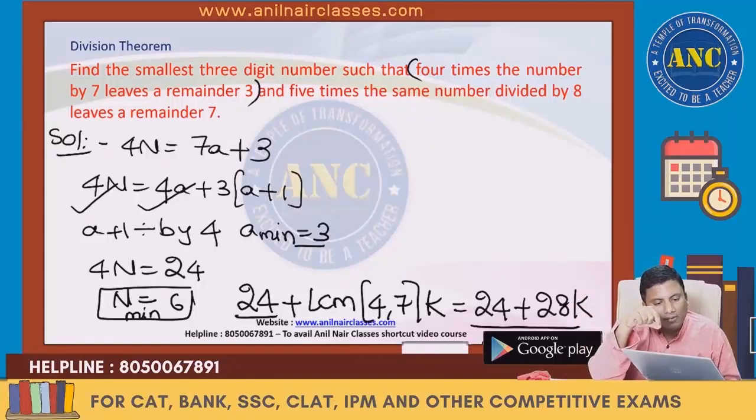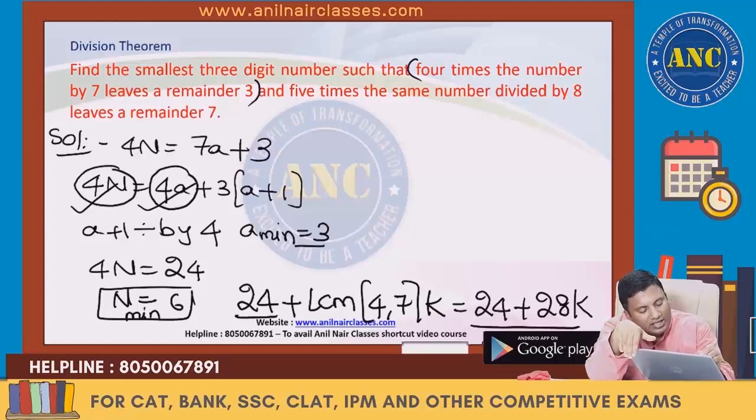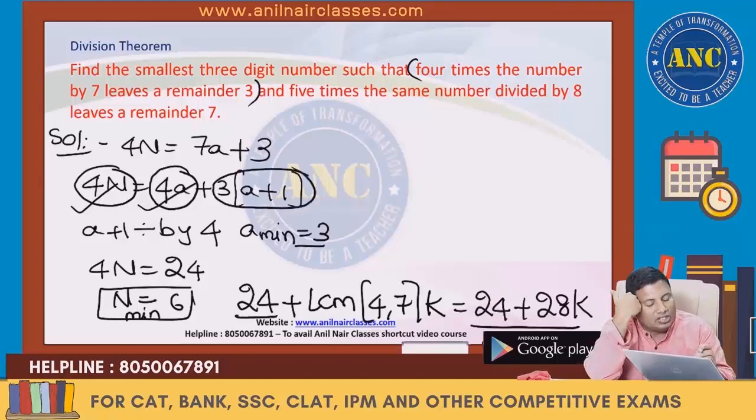4 times the number, when you divide it by 7, I will get a remainder 3. 4n is equivalent to 4a plus 3, which is 4(a plus 1)... This is divisible by 4. This should be divisible by 4. 3 is not divisible by 4, so a plus 1 is not divisible by 4. A minimum is 3.